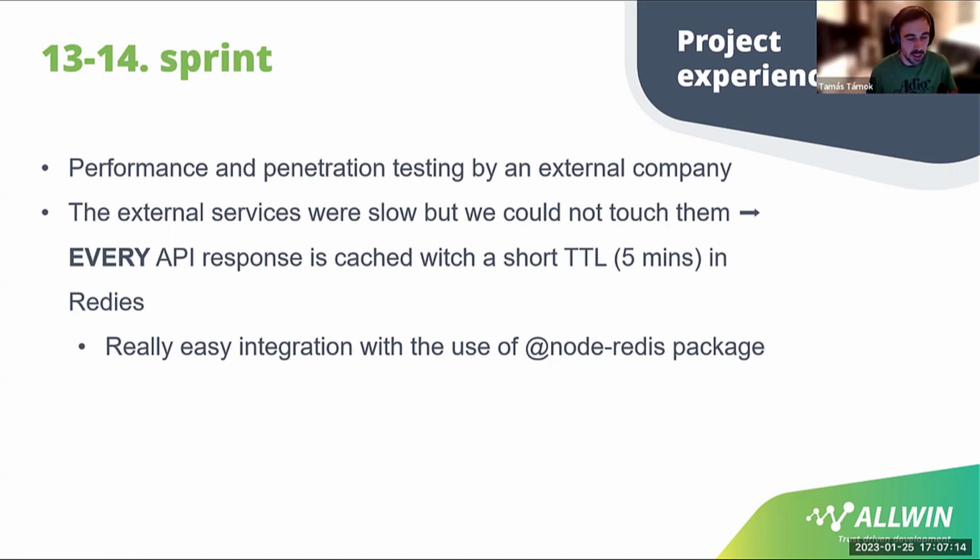And what we did was actually caching like hell. So we cached every API response we could for these legacy systems, with a really short time to live. For us it was 5 minutes, because that was good enough for the business, but the application was still fast. And for that, we used Node-Redis. This is a package that is really useful and really easy to integrate on the server side.